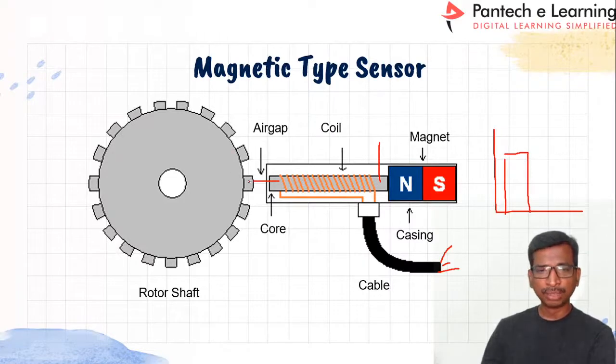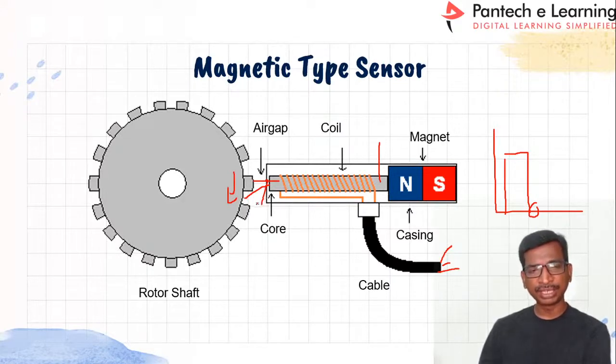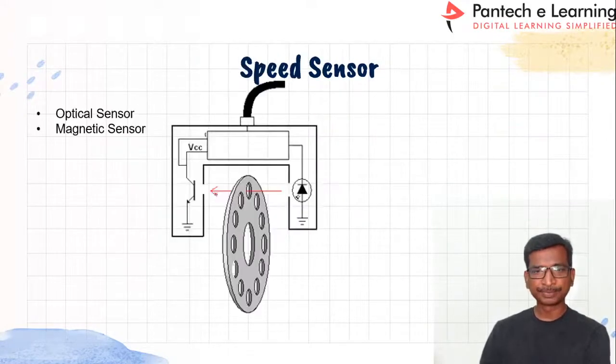right? So if the disc rotates from this position to the next position, suppose if it is here, in that case the pulse will be 0. And whenever the pulse approaches the core, then only we can get square pulses. So like that we can identify the motor speed, right?